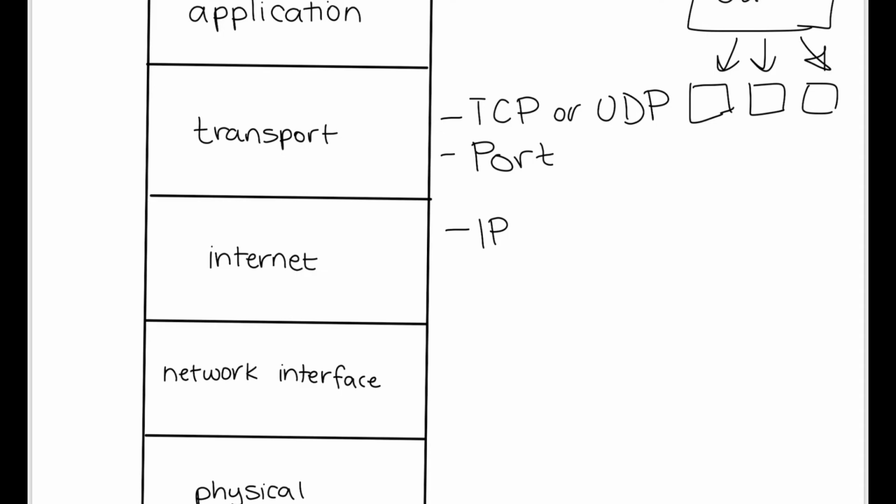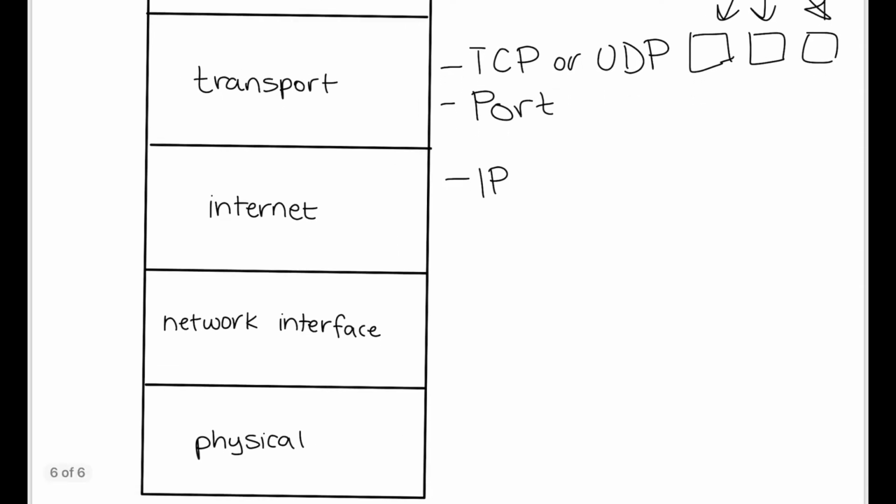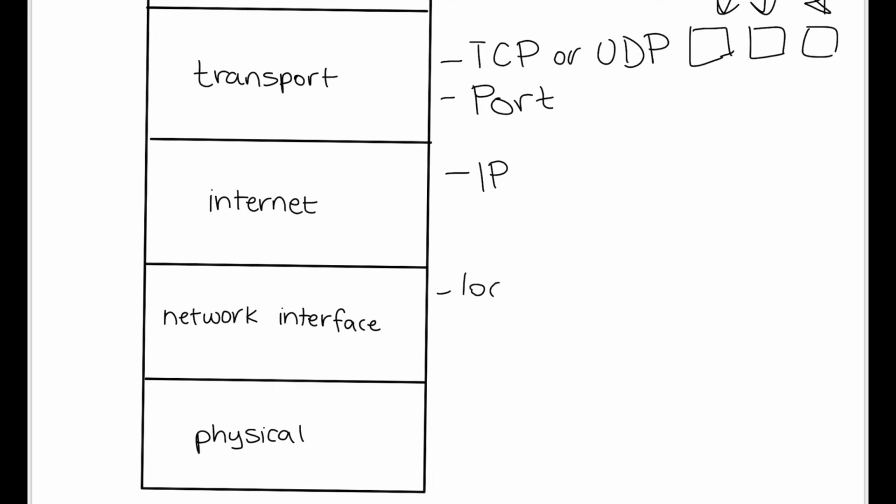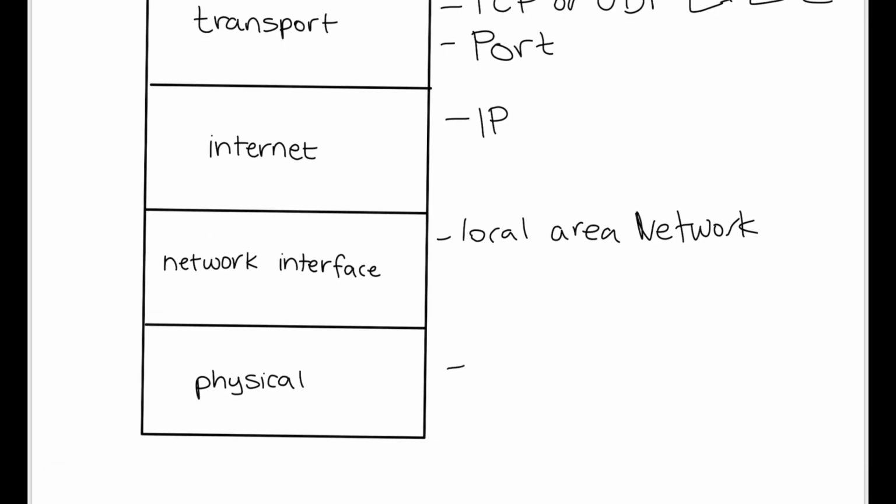The network interface layer is all about your local area network. So this is like your Ethernet, which allows devices to connect to your local area network. And then the physical layer is all the hardware, like your cables and the network interface cards.